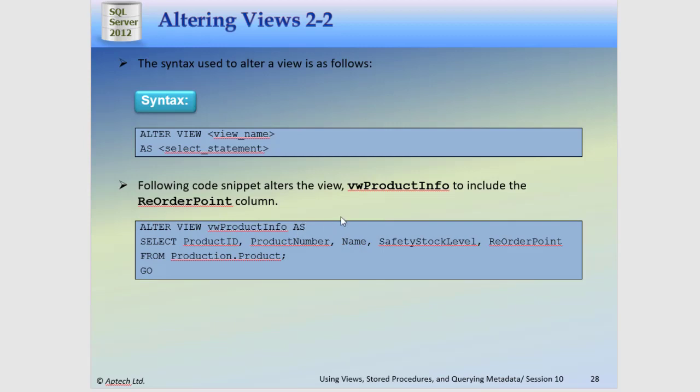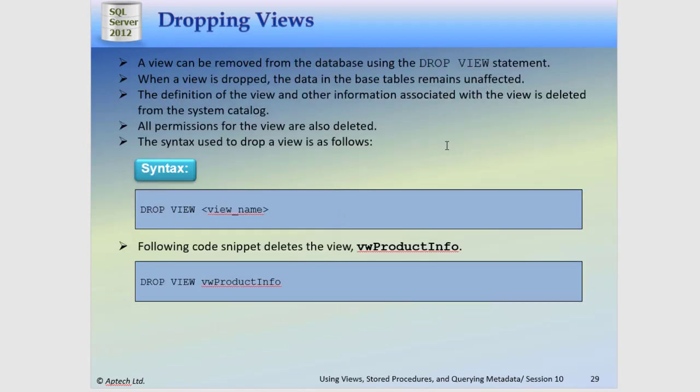We move right along. Dropping views. Now, a view can be removed from the database using the drop view statement. And when a view is dropped, the data in the base table remains unaffected. The definition of the view and other information associated with the view is deleted from the system catalog. All permissions for the view are also deleted, and the syntax to drop a view is given below.